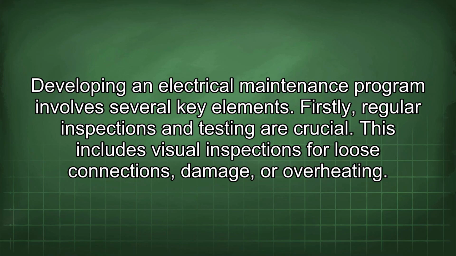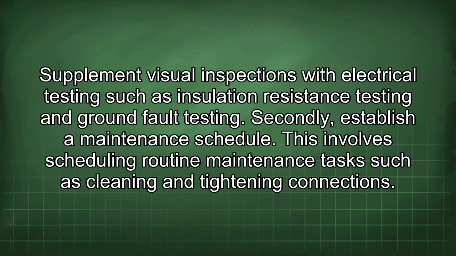Developing an electrical maintenance program involves several key elements. Firstly, regular inspections and testing are crucial. This includes visual inspections for loose connections, damage, or overheating. Supplement visual inspections with electrical testing such as insulation resistance testing and ground fault testing.